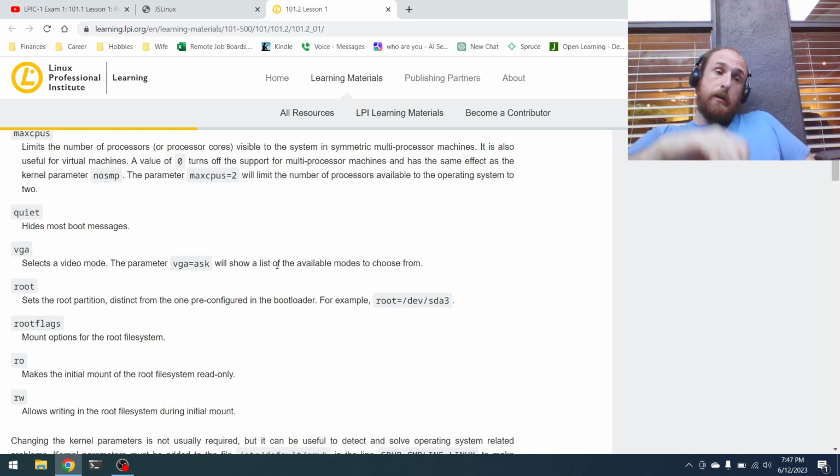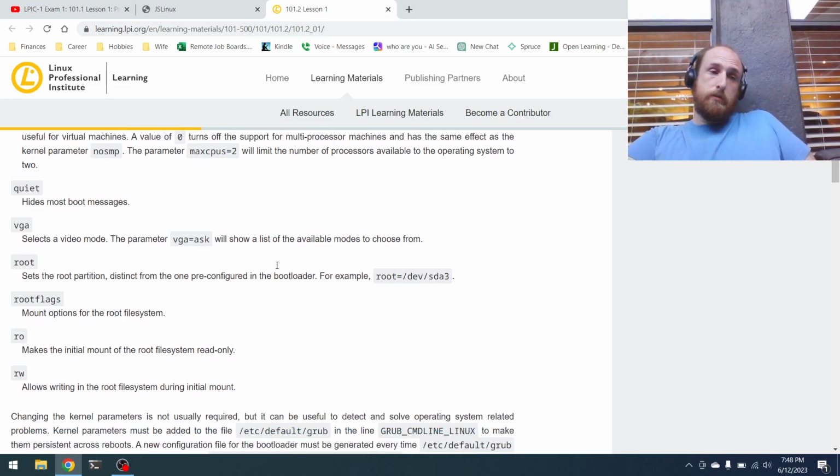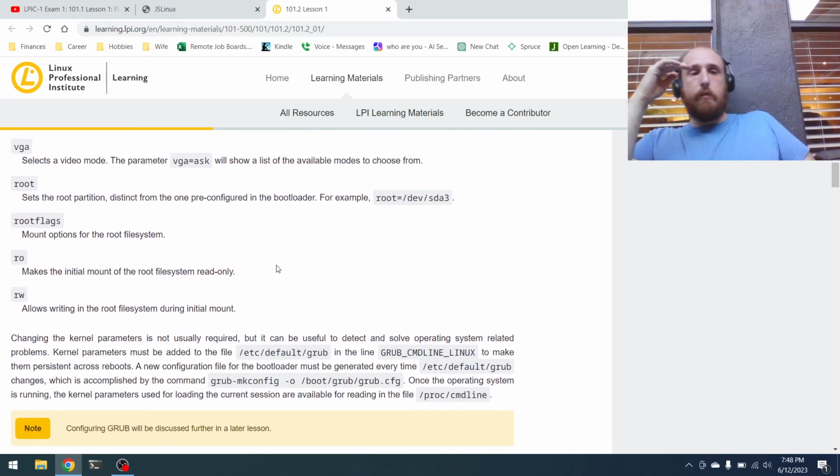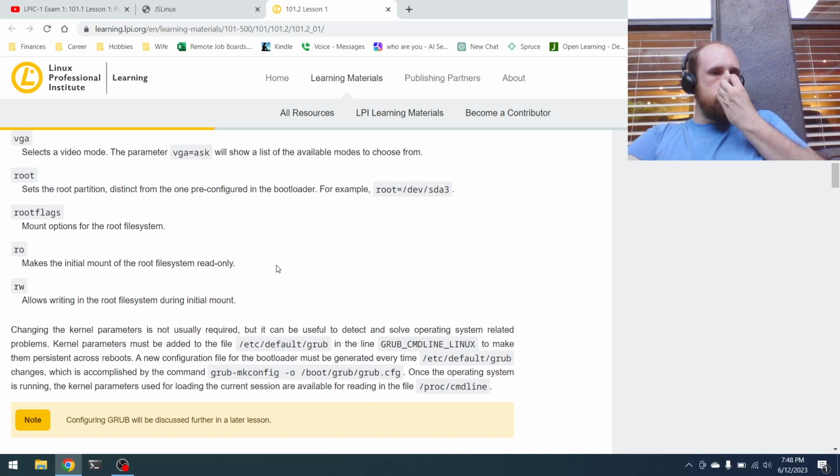quiet hides most boot messages. vga selects a video mode. The parameter vga=ask will show a list of available modes to choose from.